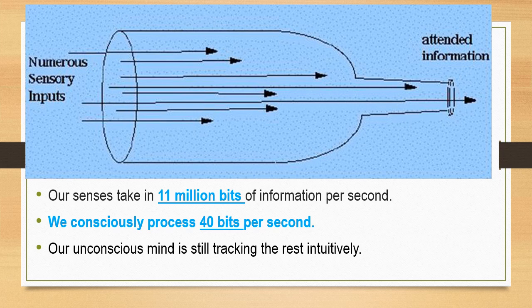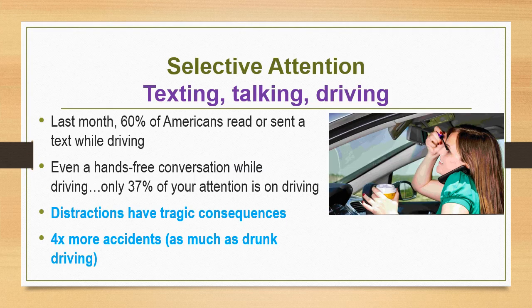What's the lighting like? Is my chair hard? Are my friends there? Do I like the music I'm listening to? Up to 40 bits. That's it. After that, everything is unconsciously processed. So we can only give selective attention to 40 bits per second.